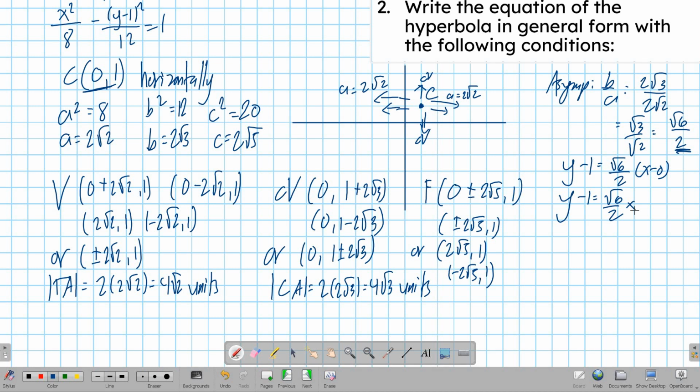However, it would be better if it looks like this, meaning this is 0. We can just write it as slope-intercept form. However, we also accept it if it's written in point-slope form. So in this case, I'm going to have y is equal to square root of 6 over 2x plus 1. Change that 6 here. There you go.